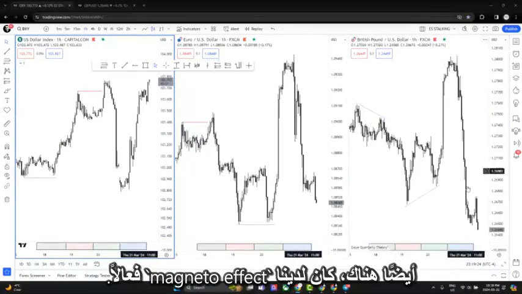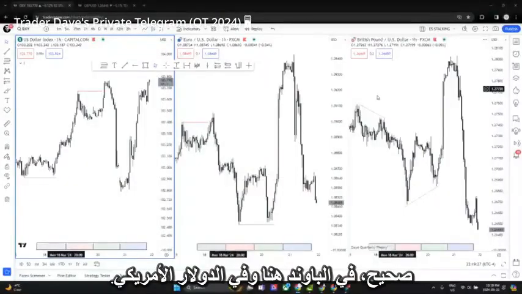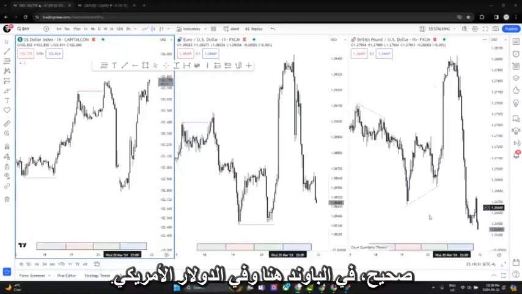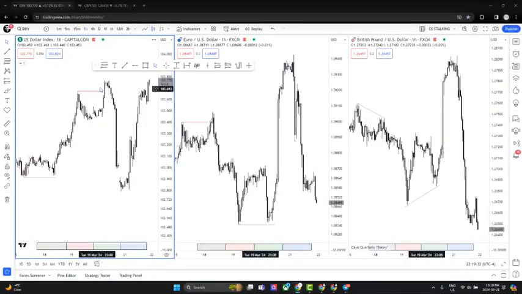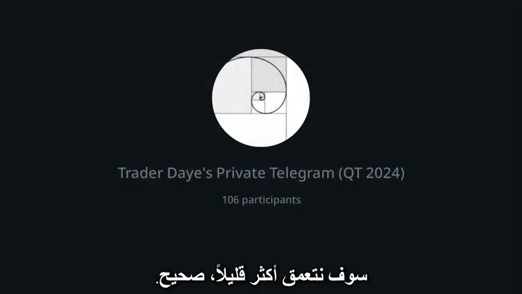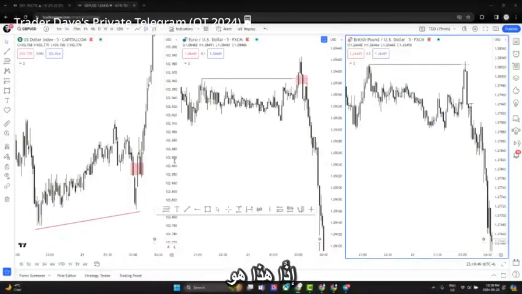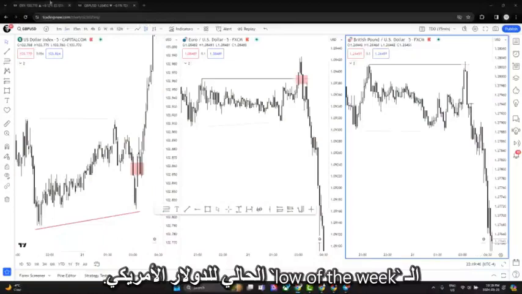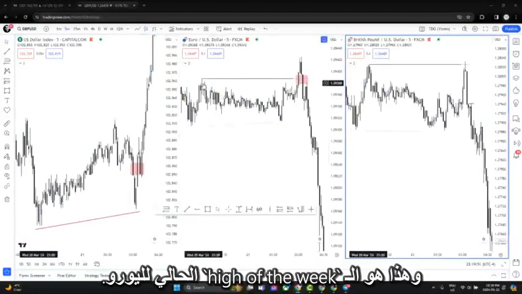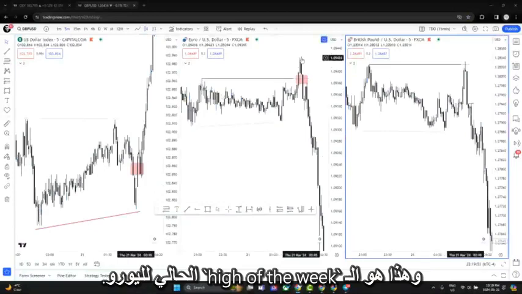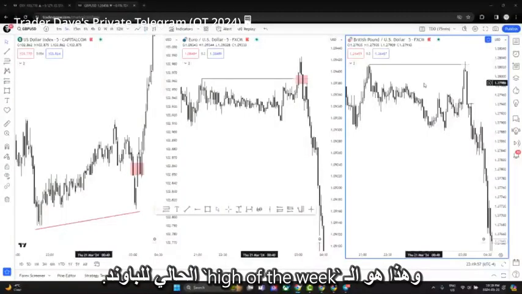Also, there we had the Magneto effect in play, within the pound right here and the US dollar. And here is where we will go a bit deeper. So this is the current low of the week for the US dollar, and this is the current high of the week for the euro, and this is the current high of the week for the pound.